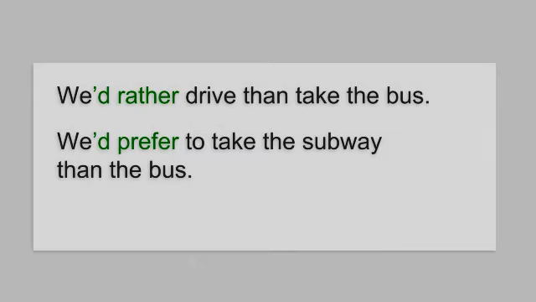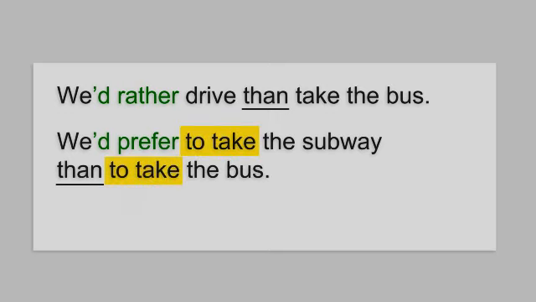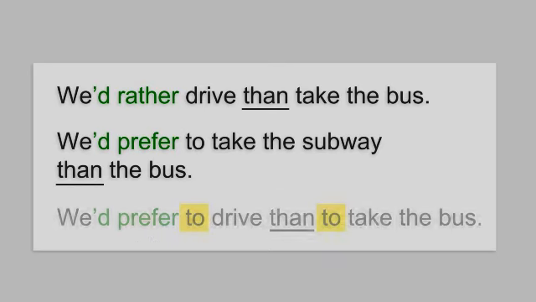When comparing two actions, we use would rather or would prefer plus the word than between the two actions. We'd rather drive than take the bus. We'd prefer to take the subway than the bus. Notice that with prefer, if the infinitive for both actions is the same, we only say it once. When the actions are different, we don't repeat to in the second action.